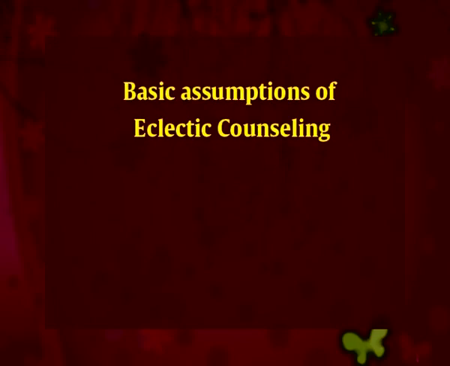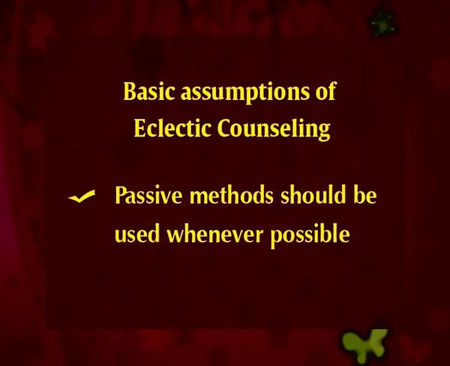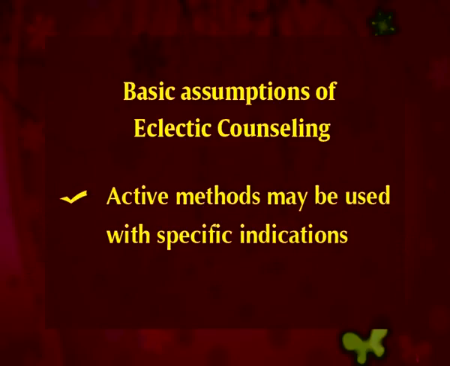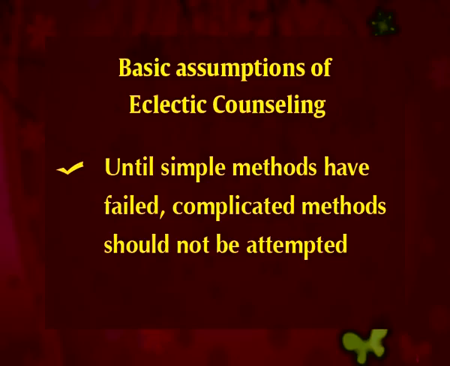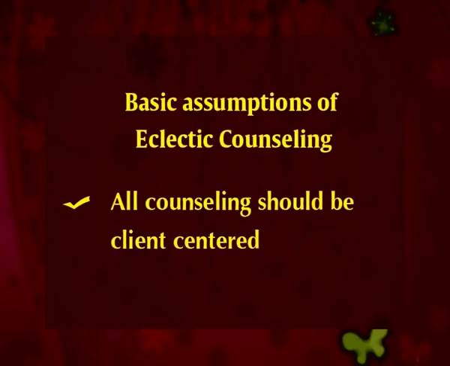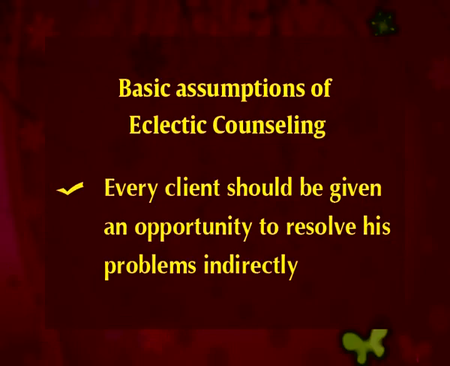Basic assumptions of eclectic counseling. In general, passive methods should be used whenever possible. Active methods may be used with specific indications. In the early stages, when the client is telling his story, passive techniques are usually the methods of choice. This permits emotional release. Until simple methods have failed, complicated methods should not be attempted. All counseling should be client-centered. Every client should be given an opportunity to resolve his problems indirectly.